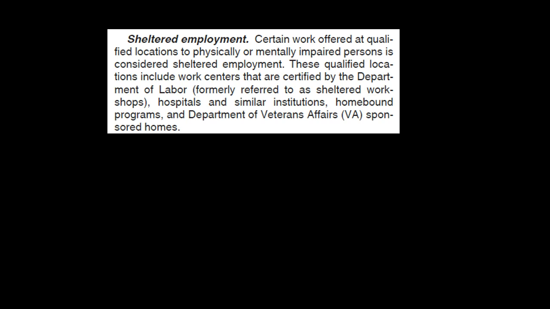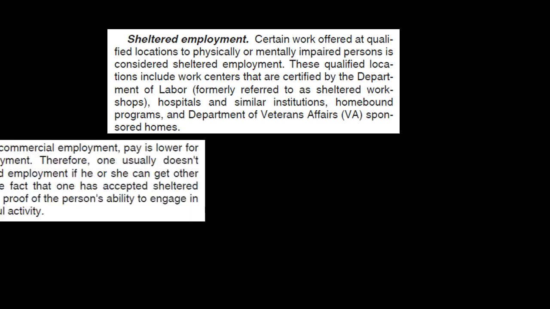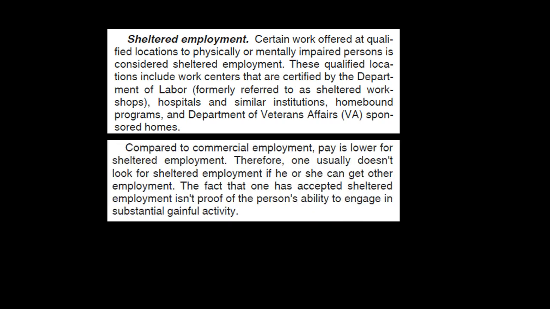Sheltered employment. Certain work offered at qualified locations to physically and mentally impaired persons is considered sheltered employment. These qualified locations include work centers that are certified by the Department of Labor, formerly referred to as sheltered workshops, hospitals and similar institutions, homebound programs, and Department of Veterans Affairs (VA) sponsored homes. Compared to commercial employment, pay is lower for sheltered employment. Therefore, one usually doesn't look for sheltered employment if he or she can get other employment. The fact that one has accepted sheltered employment isn't proof of the person's ability to engage in substantial gainful activity.